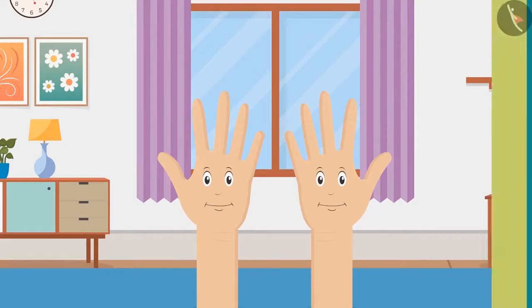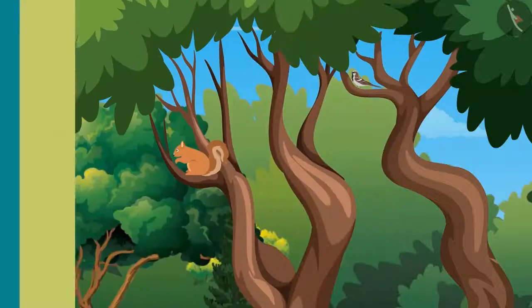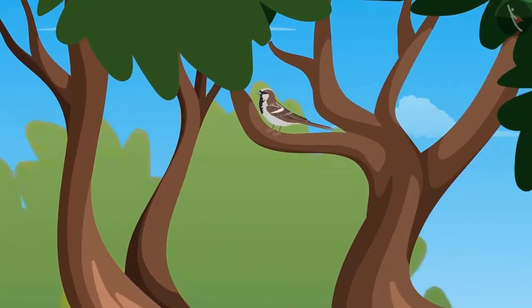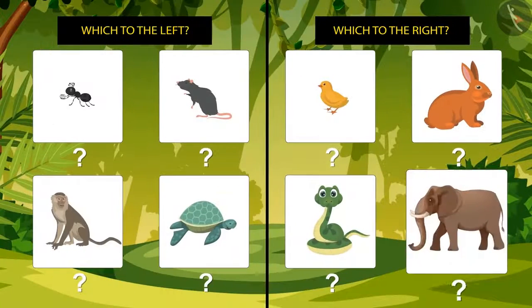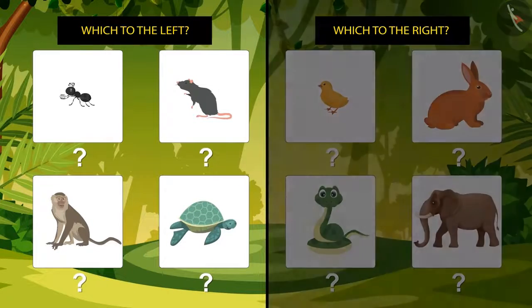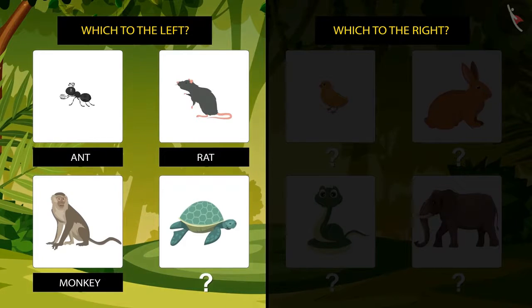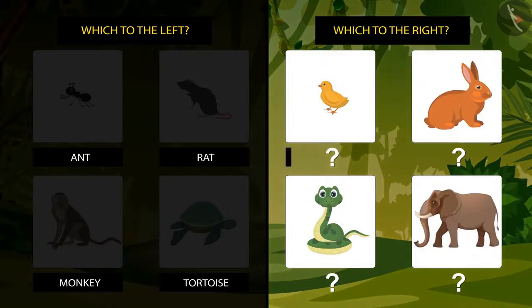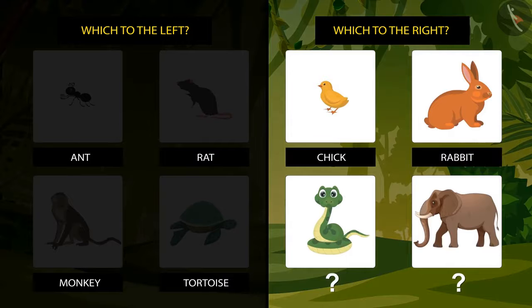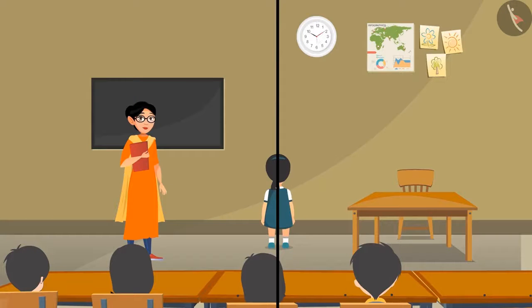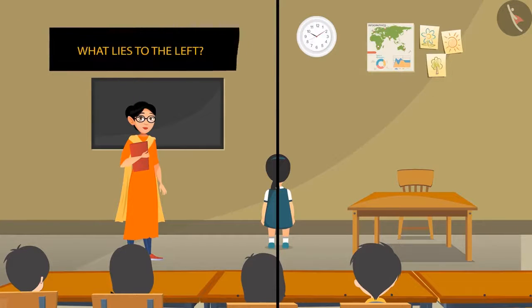Let's do an activity. We met a lot of different animals in chapter 1. Come on, let's look at them again. Now identify which of these animals lie to the left. To the left are ant, rat, monkey and tortoise. And to the right are chick, rabbit, snake and elephant.